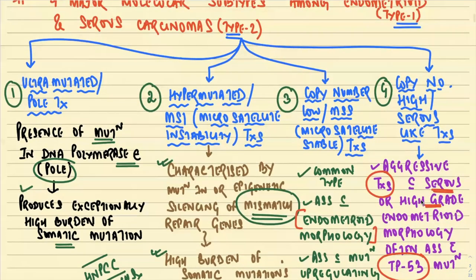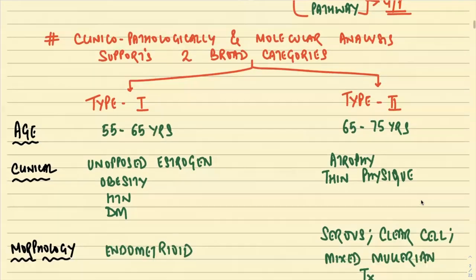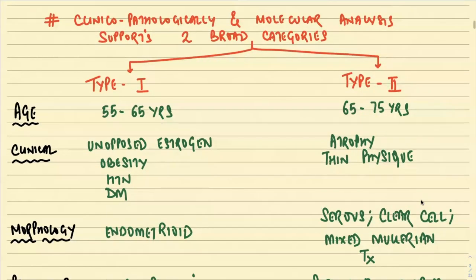and a lot of questions are expected from this particular molecular typing of endometrial carcinoma. So as I told you, clinicopathologically, if we classify, there are two broad categories of endometrial carcinoma. The type 1 variety, which is also called the endometrioid variety, and there is a type 2 variety, which is the non-endometrioid variety, comprising the clear cell variety, serous variety, and the mixed Mullerian, that is the carcinosarcoma variety.